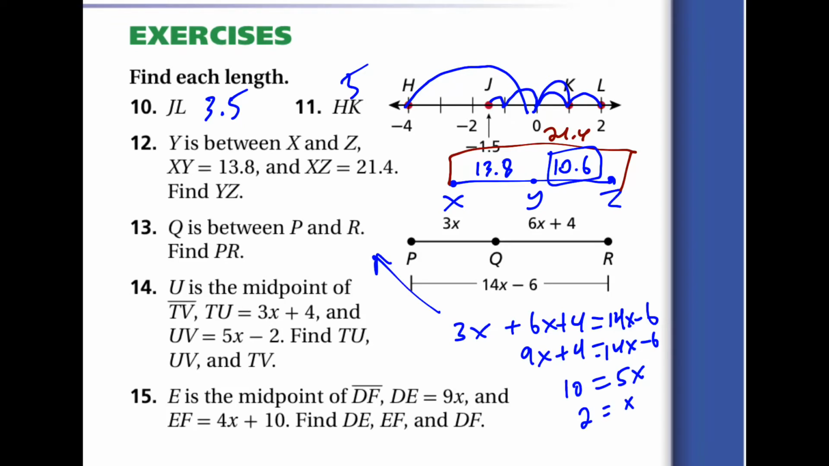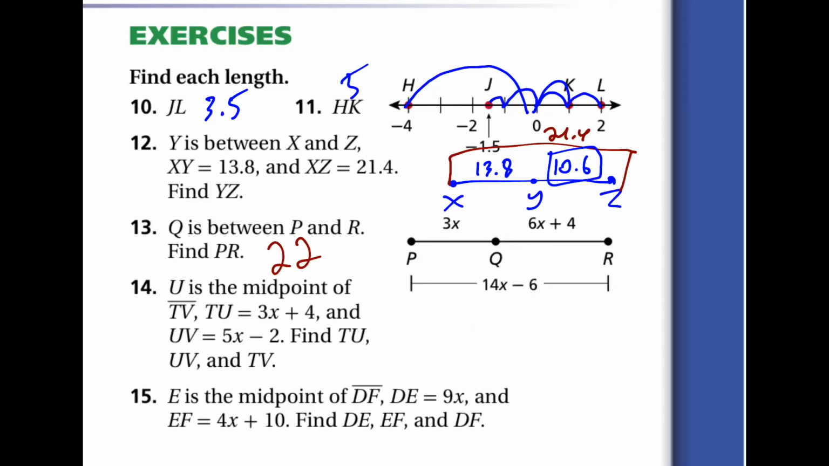For 13, I can set up that PQ plus QR is equal to PR, and algebraically it looks like this down here. When I solve for X, I get 2. If they want me to find PR, I plug that in right here. 14 times 2 is 28, minus 6 is 22.